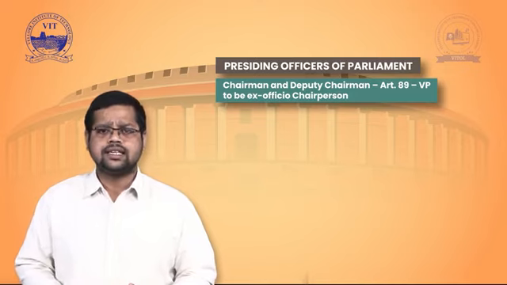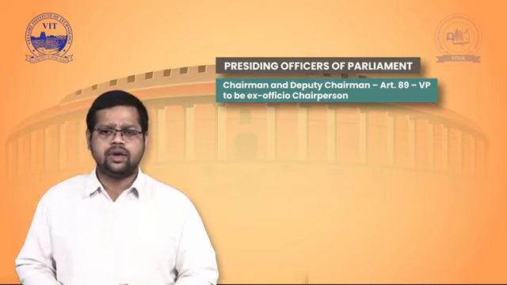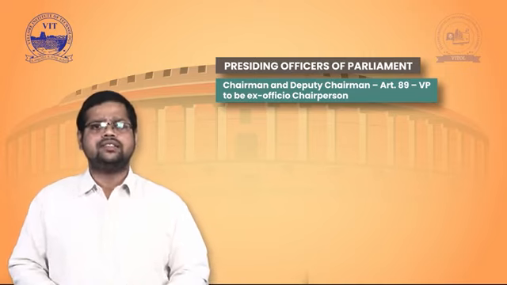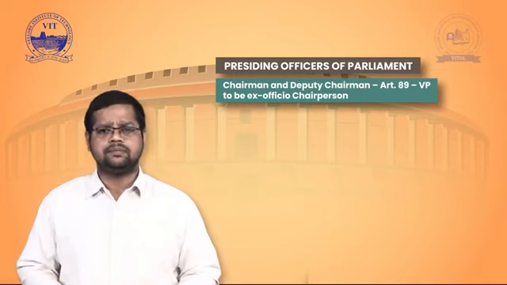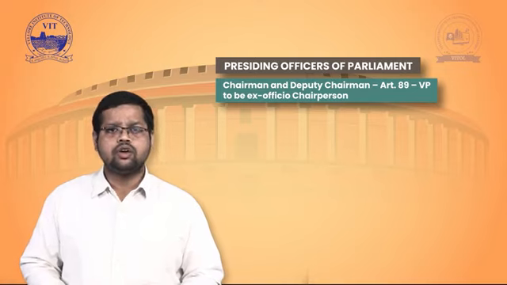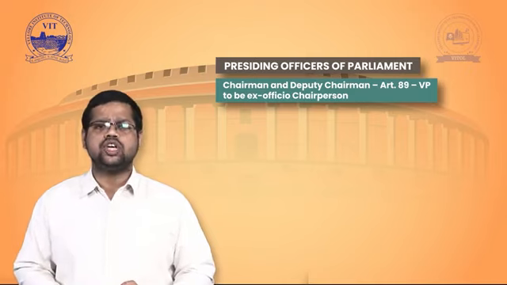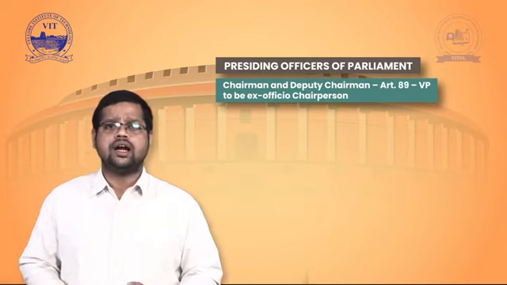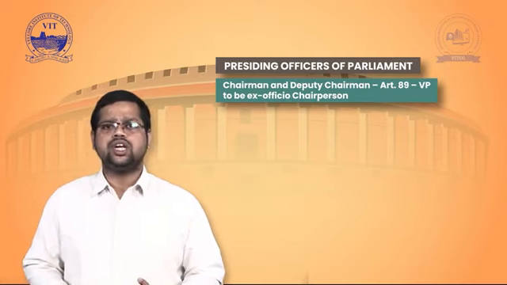Article 89 tells us that the presiding officer of the Rajya Sabha, that is the chairman, is none other than the vice president. It provides that the vice president of India shall be the ex officio chairman of the Rajya Sabha. It means to state that whoever occupies the post and the chair of the vice president automatically becomes the chairman of the Rajya Sabha. To assist the chairman, another person by name deputy chairman is appointed, who will fill any situation wherein the chairman is unable to attend to his duties.